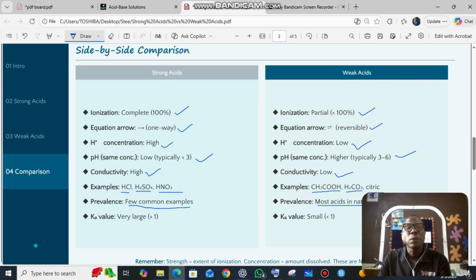In the next class, we're going to look at the conductivities of various strong acids when the concentration changes. How will the conductivity look? How will it conduct when the concentration changes? So we'll look at this in the next class.